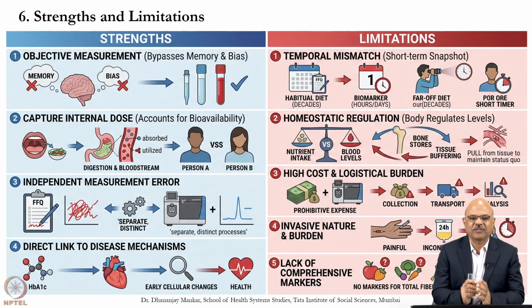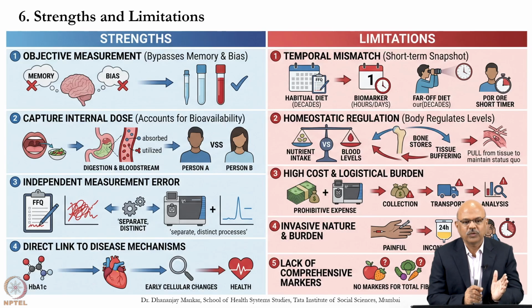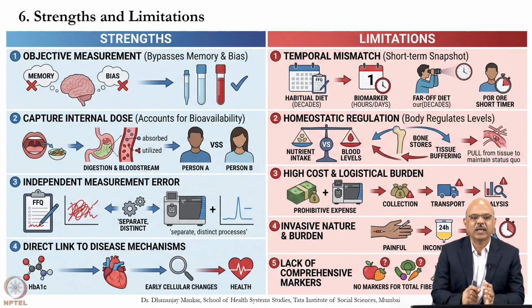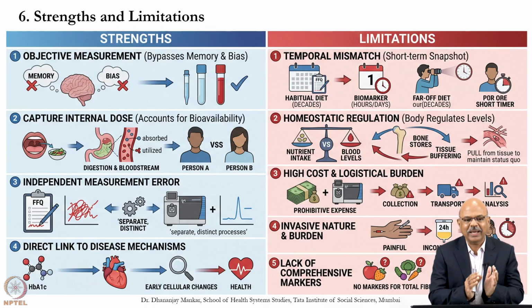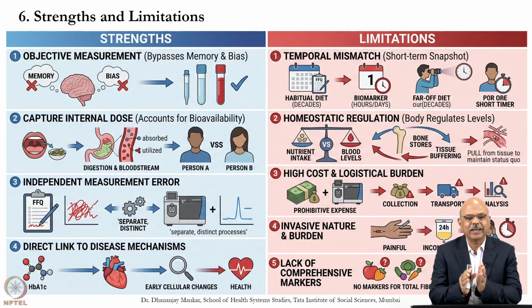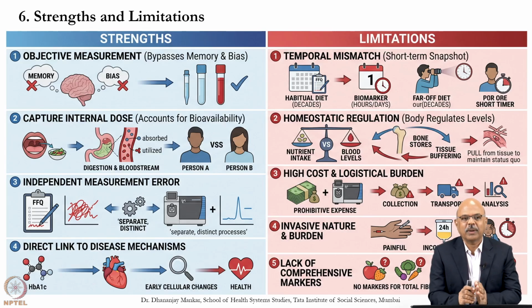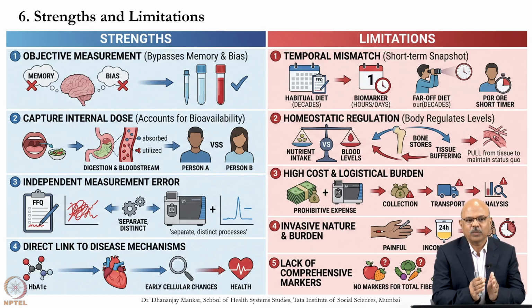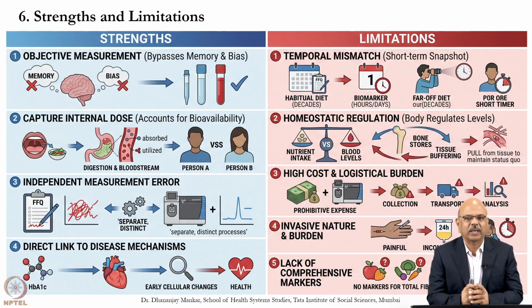Also, with independent measurement error, compared with FFQs, it is proven to be a benefit. You can have biomarkers like HbA1c, where there is a direct link to the disease mechanism, here with the heart and early cellular changes, so you can establish the direct link to the disease mechanism. So on the strength side you find objective measurement, capture of internal dose, independent measurement error and a direct link to disease mechanism.